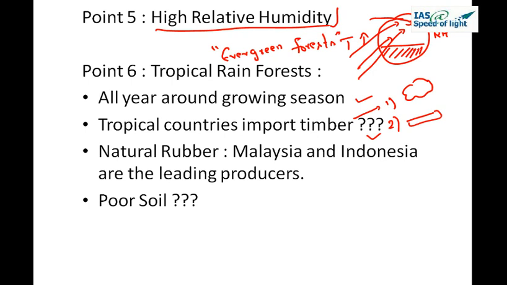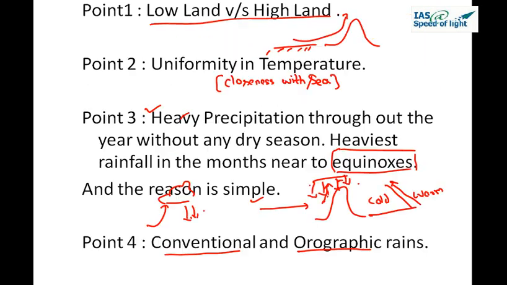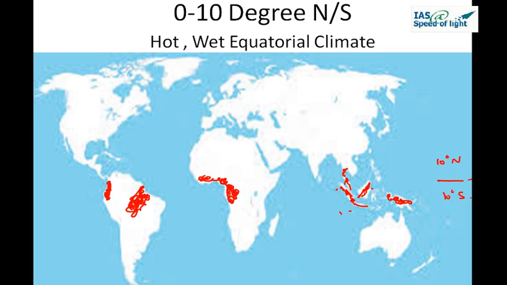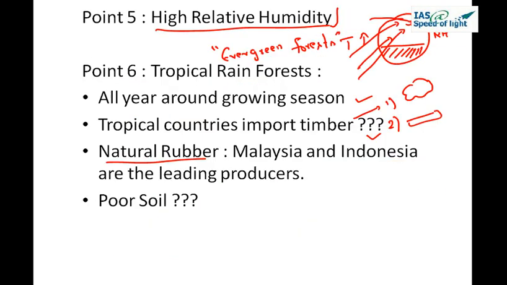The famous product for these tropical countries is natural rubber. So Malaysia and Indonesia, the East Indian countries, what we have seen, they are the leading manufacturers of rubber. And another point here is the poor soil.